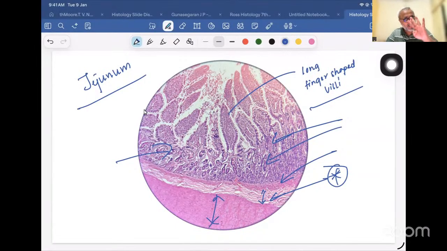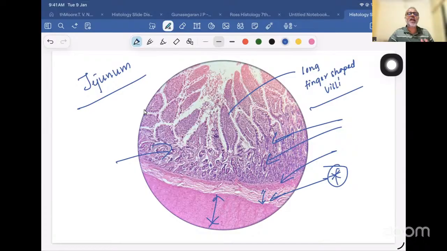Sir, I can see 4 layers of GIT: mucosa, submucosa, muscularis externa, and serosa. Mucosa shows long finger-shaped villi, which are characteristic of jejunum. The submucosa contains only dense connective tissue and the rest of the features are unremarkable. And hence I would go with this is jejunum.